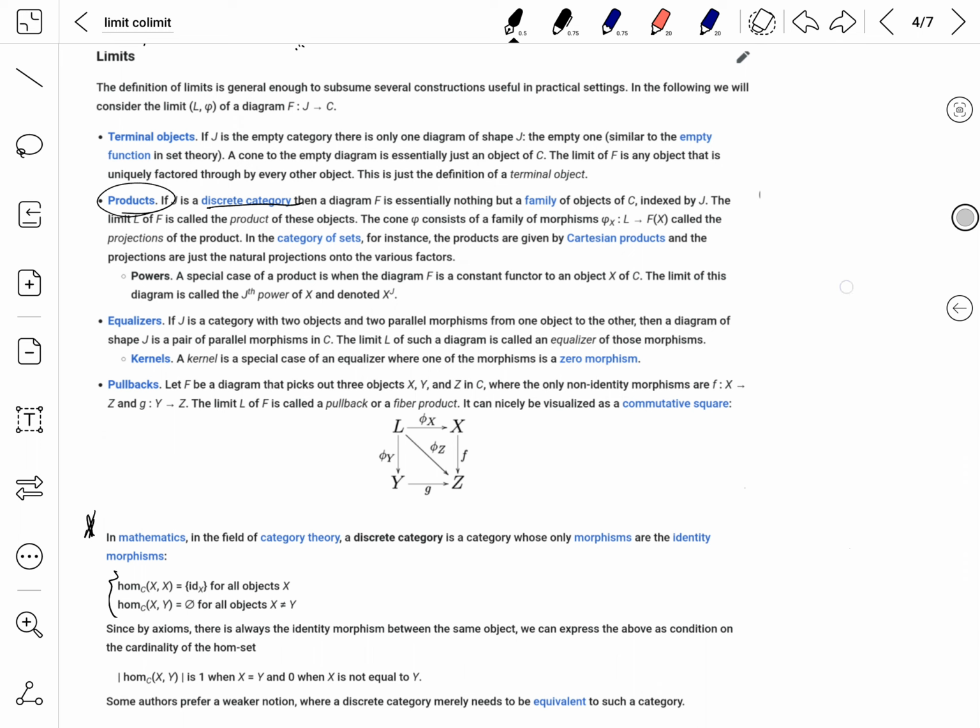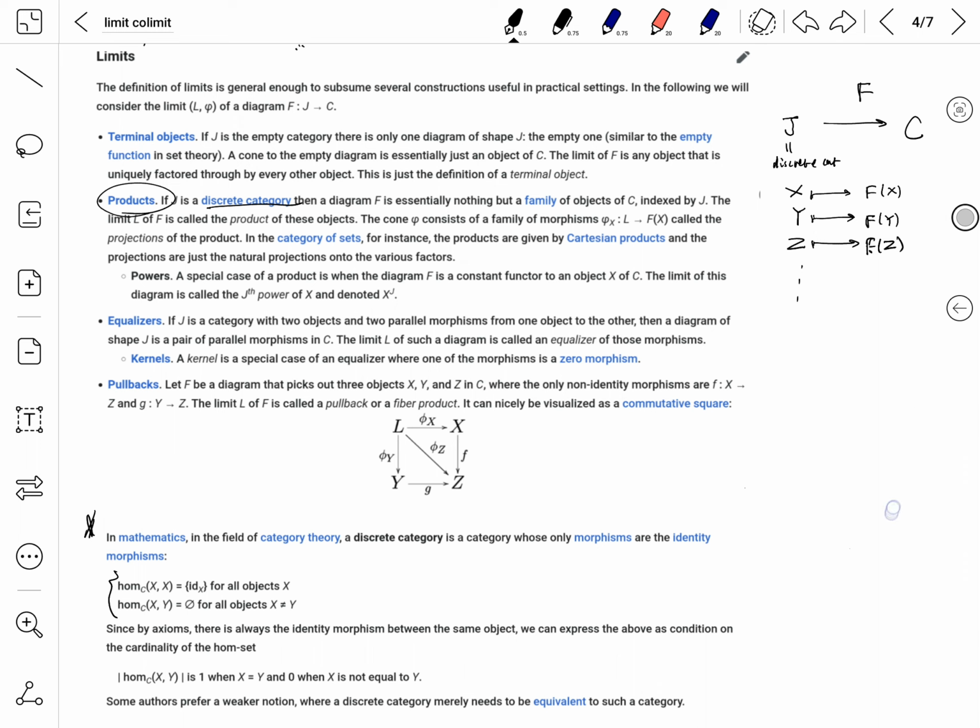So let's come back to our product. What is the case? J is a discrete category. Our diagram is from J to a category C, where we want to define what a product is. Your J is just a category with objects X, Y, Z, etc. And a diagram would be just this functor F that maps objects of J to objects of C. That's how it's indexing objects of C.